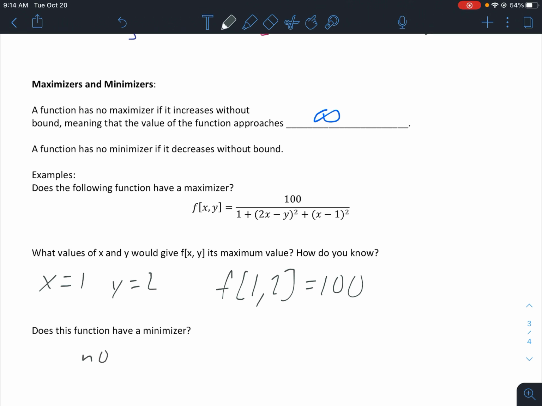Okay, does this function have a minimizer? It would not have a minimizer. Okay, why not? Because the denominator could get bigger and bigger and bigger, which makes this function smaller and smaller as it approaches 0. Okay, it would never actually reach 0, but it would get closer and closer to 0 as the denominator got bigger and bigger.